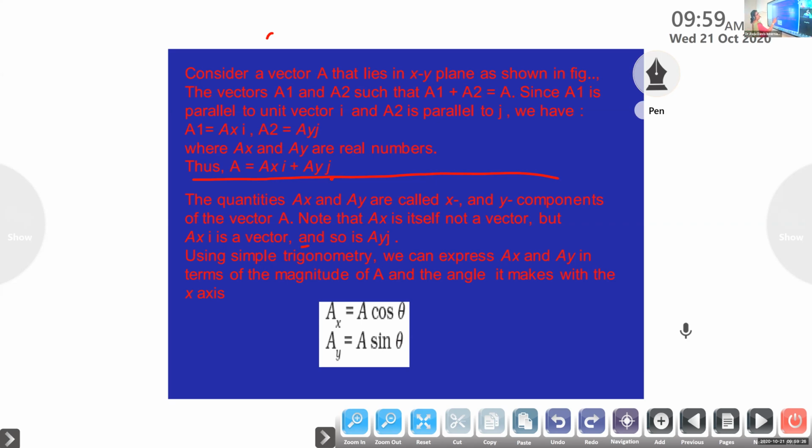So this is no need of writing, okay? I'm just telling you, AX itself is not a vector. So in order to make the vector, AXI is a vector and AYJ. Now from here onwards, I will explain to you. So cos theta, sin theta, we are taking and finding the value of AX, AY. Okay then. Shall I stop?